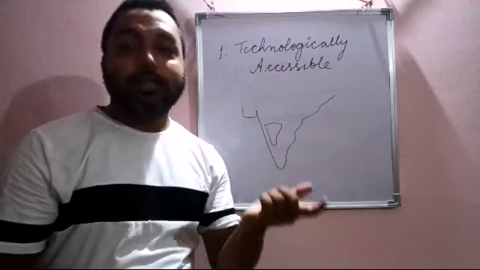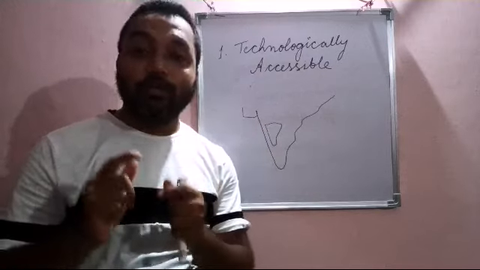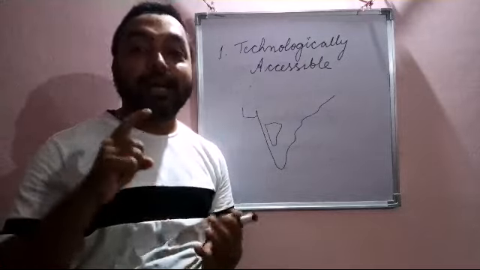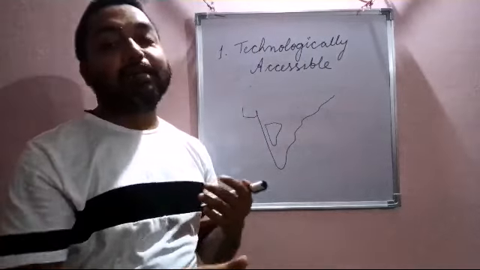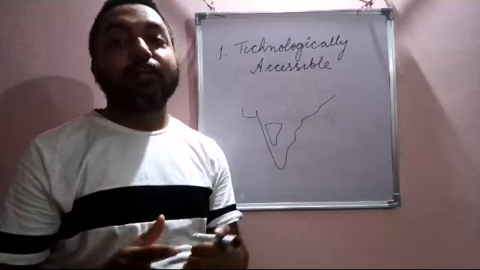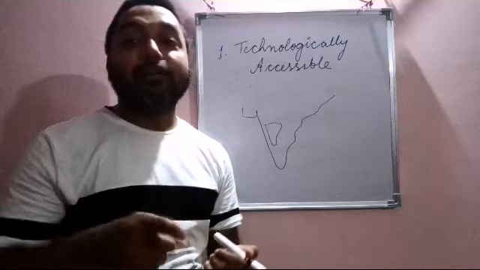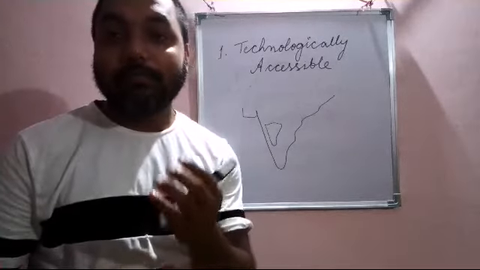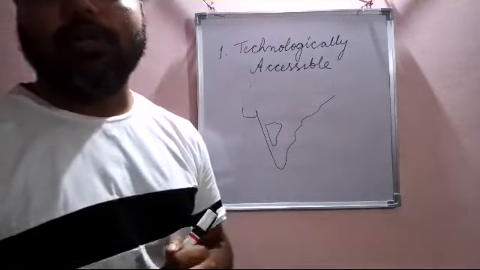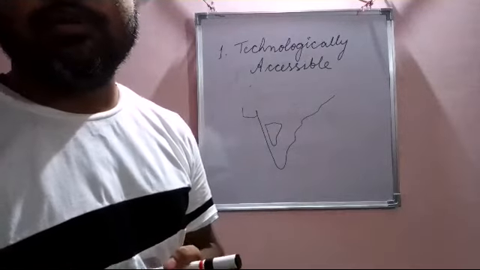there are different things in the environment which we know can be used in the future, but the technology is not there at present to bring that thing into use to fulfill our need. That is why those things cannot be termed resources till now. When the technology is developed, only then can that thing be termed a resource. This is the first point, technologically accessible. Now let us move on to the next point, economically feasible.